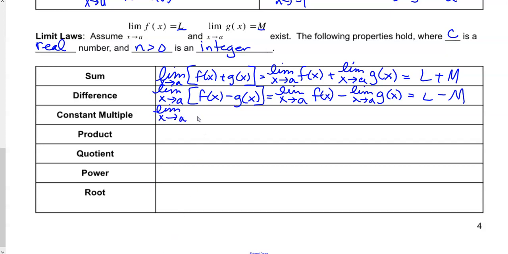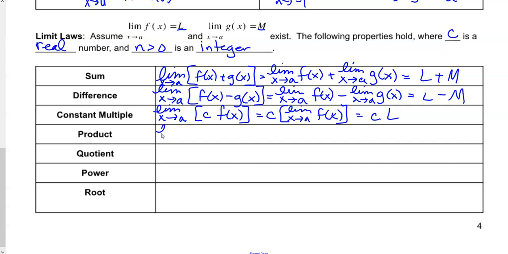All right, what if we have a constant multiplier, which means that I have some c times f of x? Well, that is going to be the same as pulling that c out front and multiplying it by the limit as x approaches a of that f of x. And since the limit as x approaches a of f of x is L, then I would just multiply c times L to get my answer for that limit.